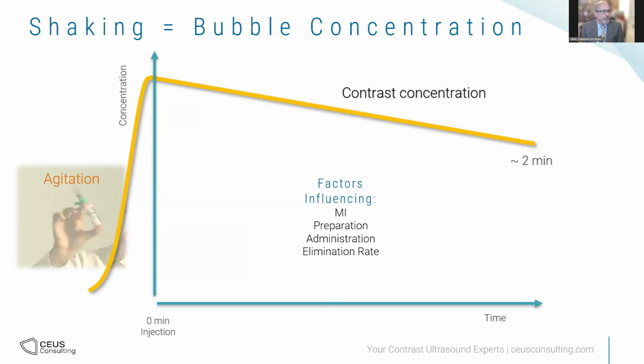So what happens when you shake? You create a high concentration of bubbles, up to 500 million microbubbles per milliliter. But then the concentration will decay. You can see that on the imaging because there are different factors influencing this. One is the MI, which is the energy, the preparation, the way you were shaking, the administration, if there are tubings or anything in the way before the vein, and also the elimination rate from the body. So all those factors will more or less reduce some of the concentration you see on the imaging.